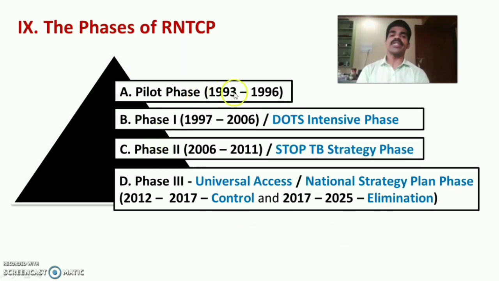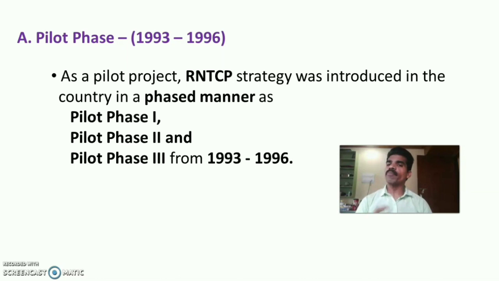So, the pilot phase between 93 to 96; phase 1 between 97 to 2006, also known as the DOTS intensive phase; phase 2 between 2006 to 2011, also known as the Stop TB strategy phase. Then phase 3 is the universal access phase, which includes the national strategy control phase between 2012 to 2017, and the national strategy elimination phase between 2017 to 2025. So first is the pilot phase of RNTCP, that is from 1993 to 1996.